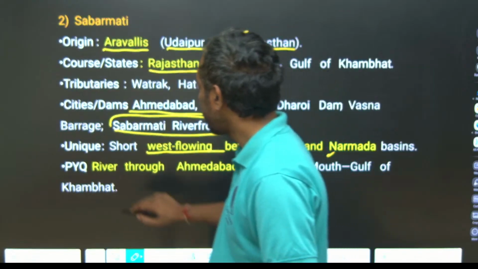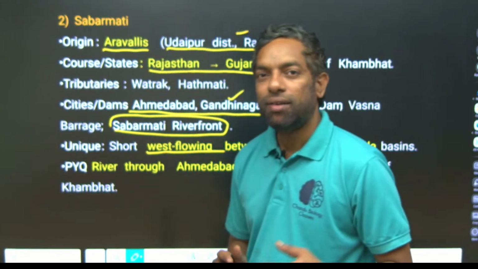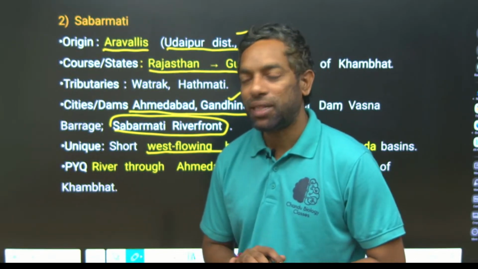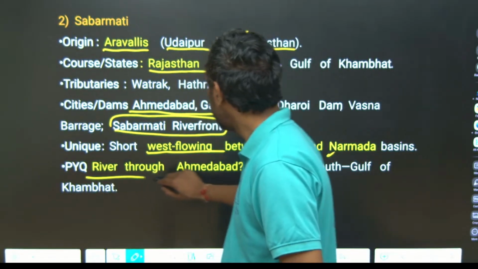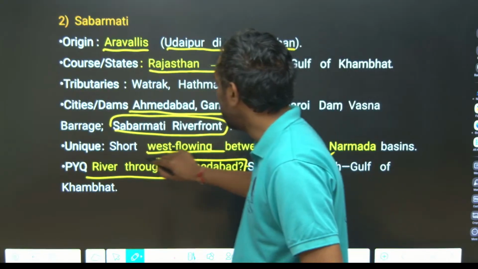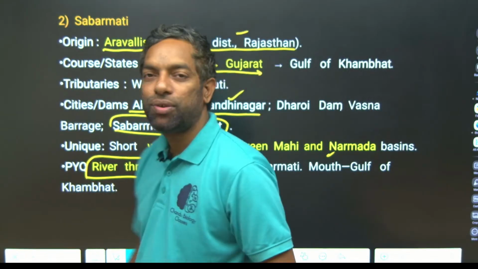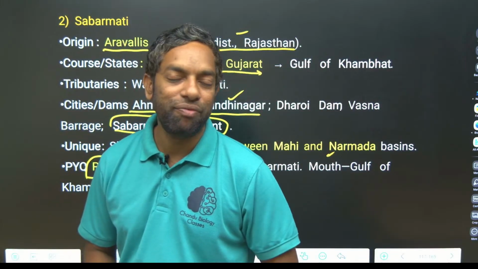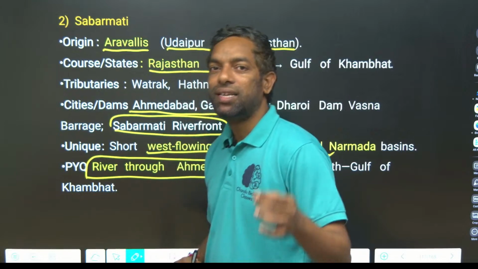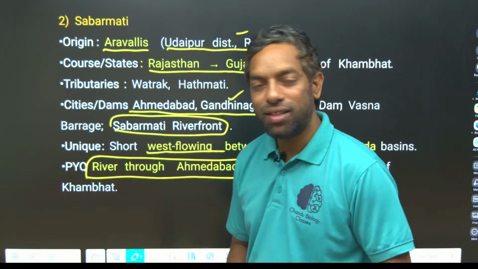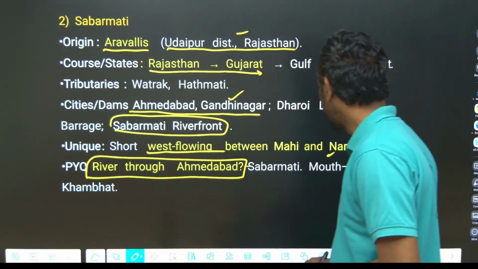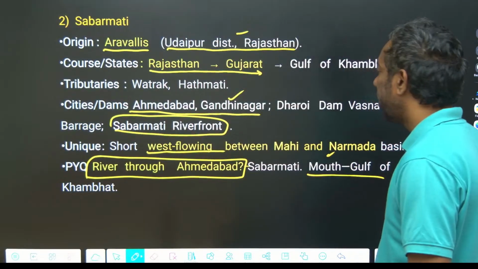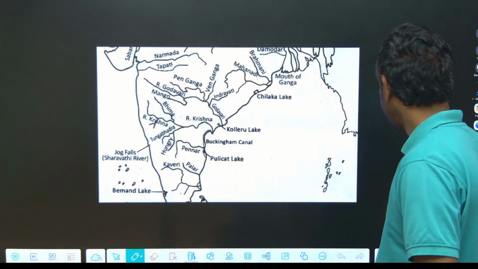Okay. Previous year question, what they did ask about Sabarmati river. The river through Ahmedabad. Which river flows through the city of Ahmedabad? So I can ask you guys, Sabarmati river is the river of the city of Ahmedabad. This is a previous year question. Okay. Guys, where it is located, just look here in the map.